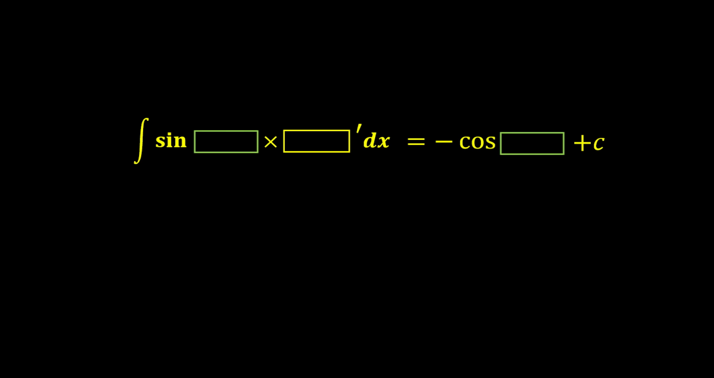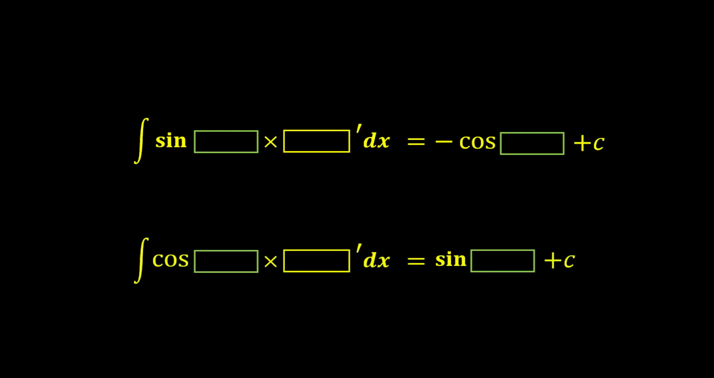If the integral has the form of sine box multiplied by the differentiated term of the box, which is the box prime, then the answer is simply negative cosine box plus c. In other words, you just need to plug in the contents in the left green box into the right green box.